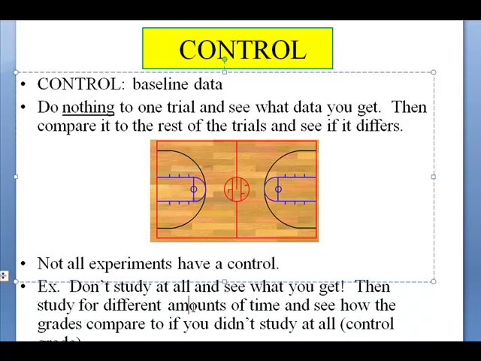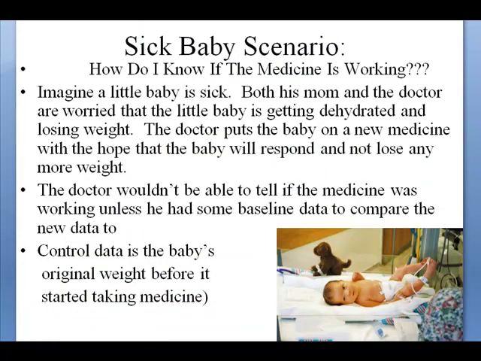You don't want to study at 5 in the morning one day and then you study at 11 o'clock at night another day. Maybe the results that you're getting on the test are because you're more alert when you're studying at one time versus the other, as opposed to studying for more or less time. So all those other things that you want to keep the same are your controlled or constant variables. The control trial is just a trial you do nothing to and see what you get.